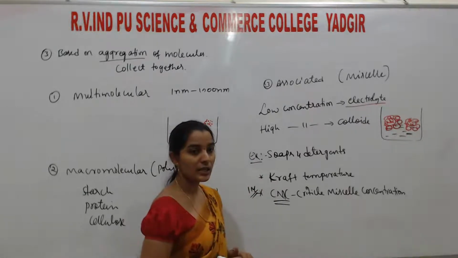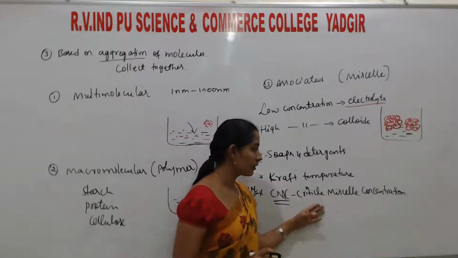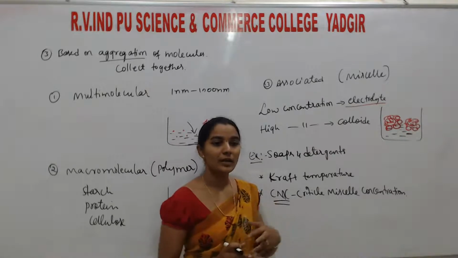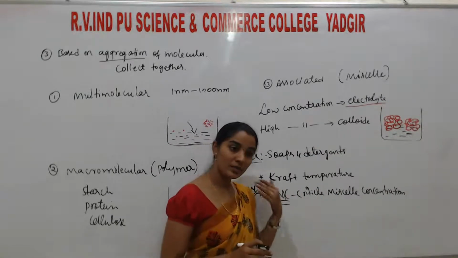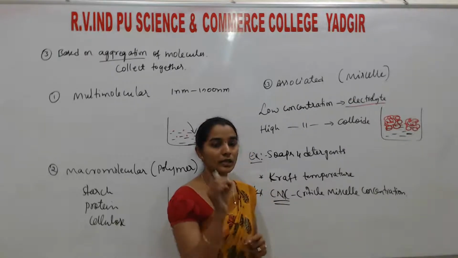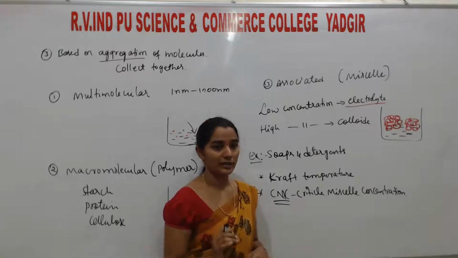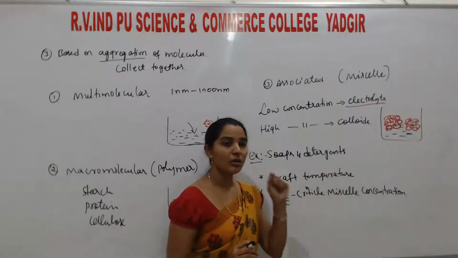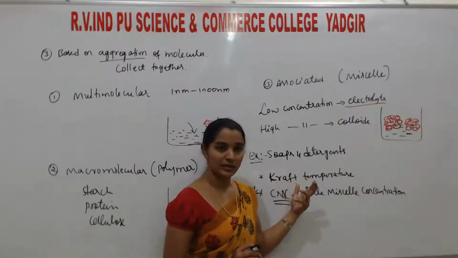What is CMC? That is important for 1 mark. What does CMC mean? It is not critical micelle concentration. You won't write that. I am not asking for any abbreviation explanation. Understand? CMC means the concentration where micelle formation takes place. What is Kraft temperature? It is the temperature where micelle formation takes place.